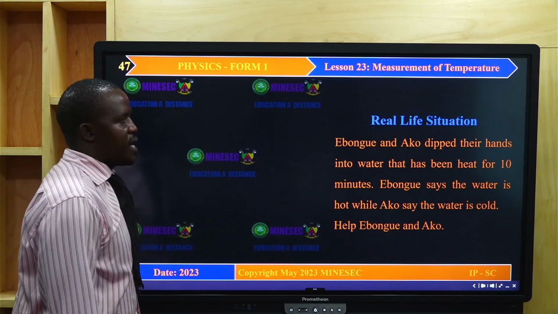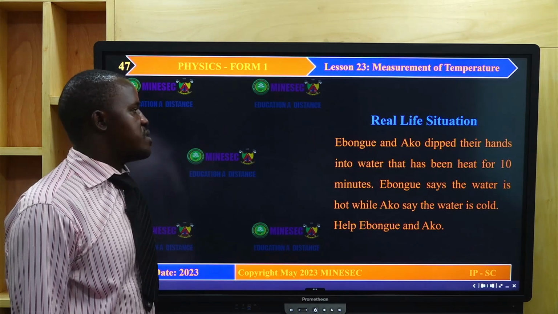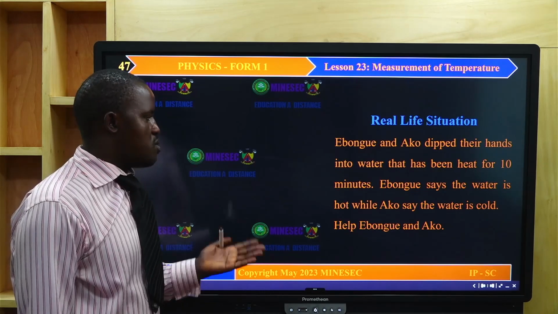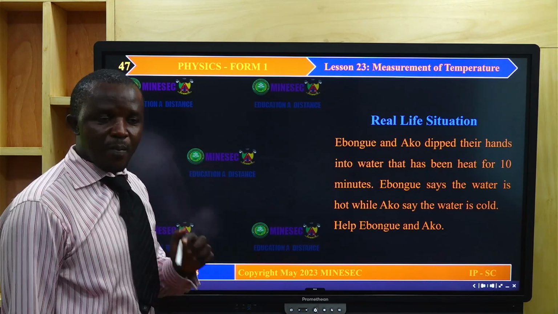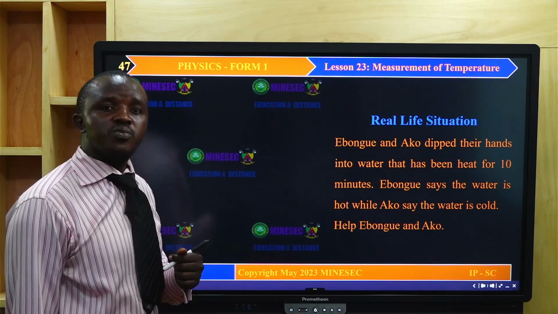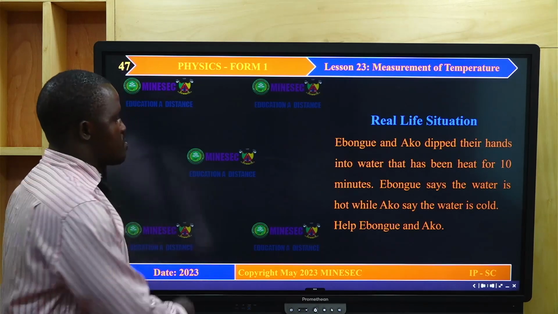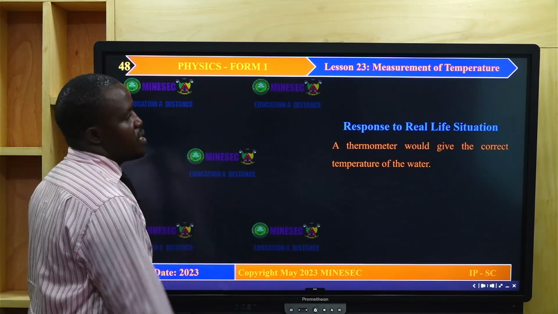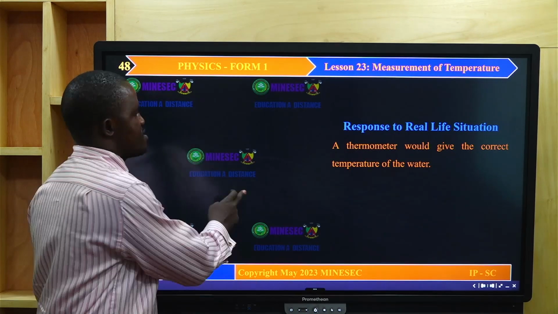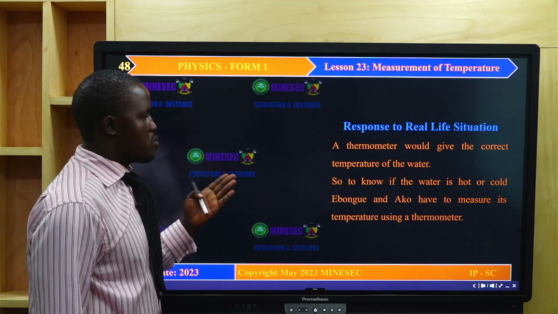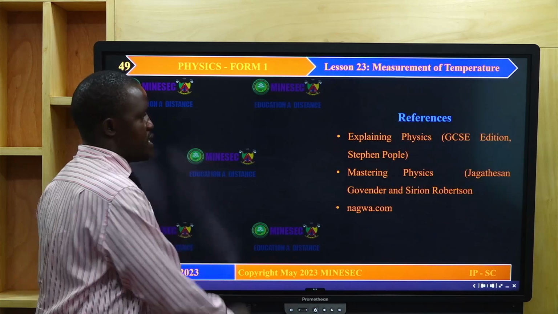Now for a real life situation, Ebonga and Akko dipped their hands into water that has been heated for 10 minutes. Ebonga says water is hot, while Akko says water is cold. Now, have you acquired enough knowledge to provide a well-informed response to the challenge? So, a thermometer will give a correct reading rather than just their senses, their feelings. So to know if the water is hot or cold, Ebonga and Akko have to measure its temperature using a thermometer, not just their senses.